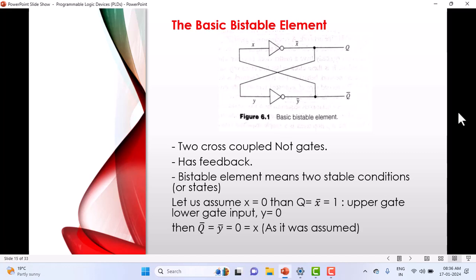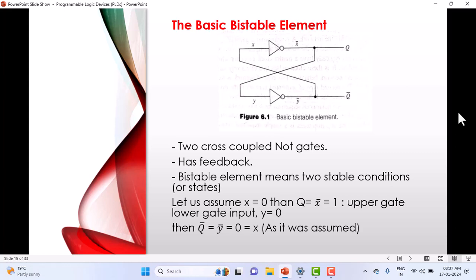Okay, let's get started. Last class we stopped at this topic, the basic bistable element. You need to understand this because it is fundamental to understanding even the latches, followed by flip-flops. Then we have master slave, SR, master slave, JK, and so on and so forth.